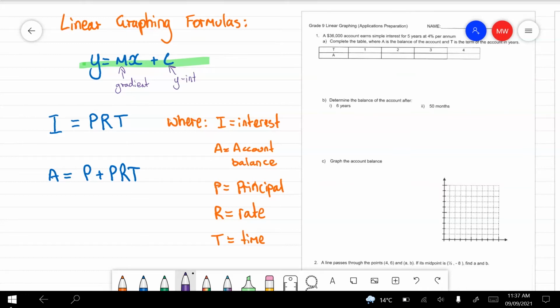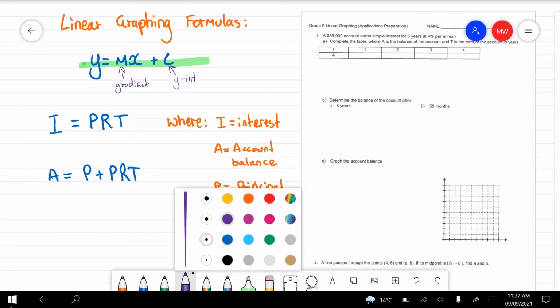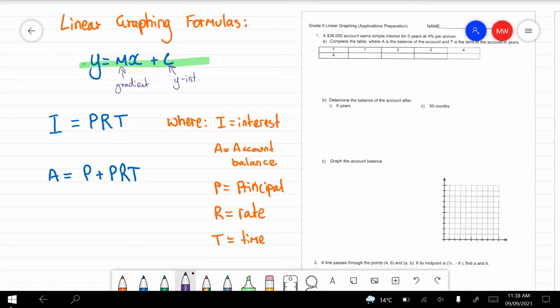Now, there's two new formulas for this one. We've got an interest and an account balance one. And interest is if you borrowed some money or if you invest some money, it's the extra money that you'll have to pay back, or it's the extra money that you'll earn by investing it in something. So as we go down through these, I will be interest, which we've just talked about. Your account balance is how much money is in your account.